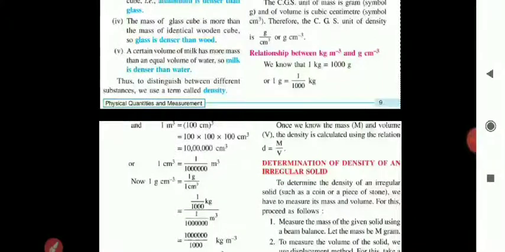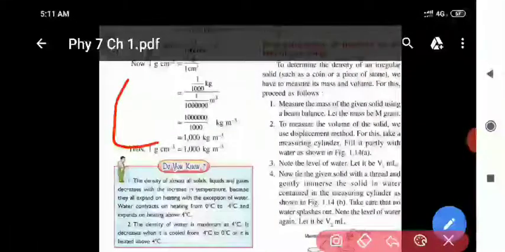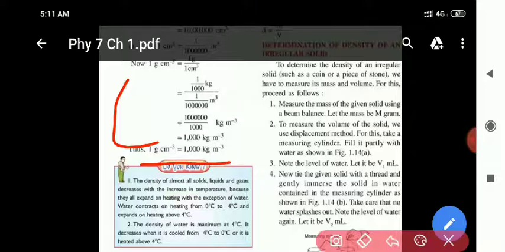We know that 1 kg equals 1000 gram and 1 meter cube equals 10 raised to power 6 centimeter cube. So how to calculate the relation between 1 gram per centimeter cube and 1 kg per meter cube? It is given here. So 1 gram per centimeter cube equals 1000 kg per meter cube.